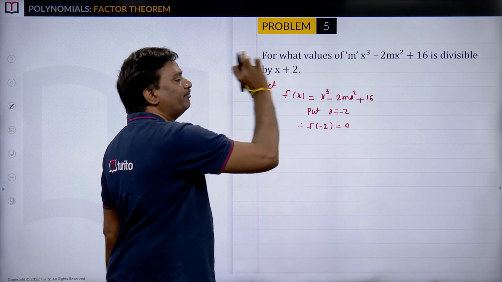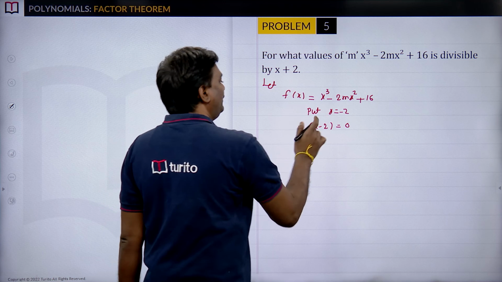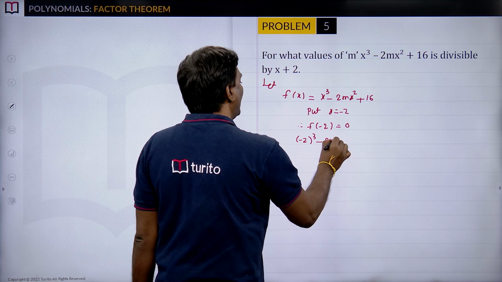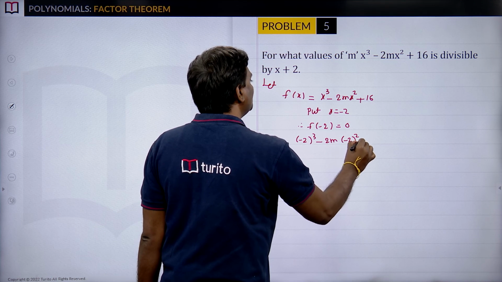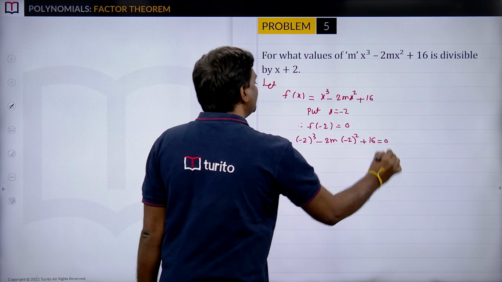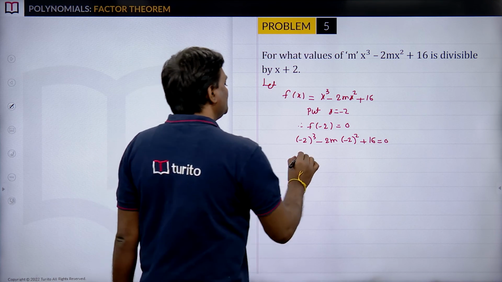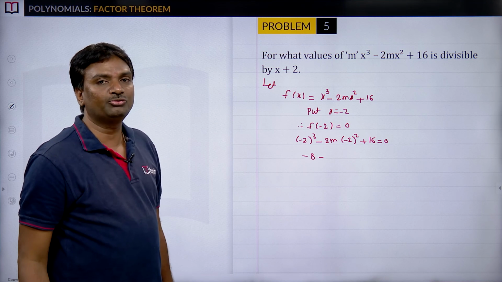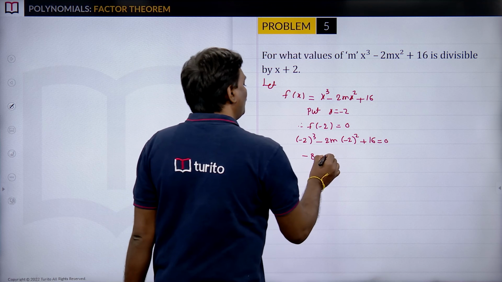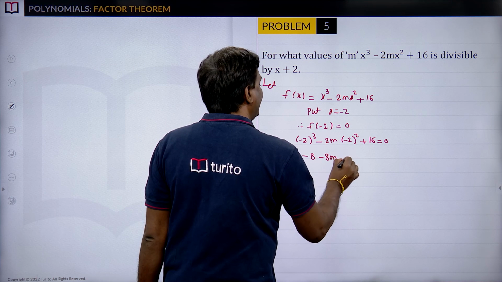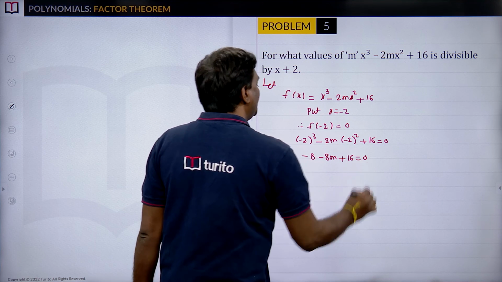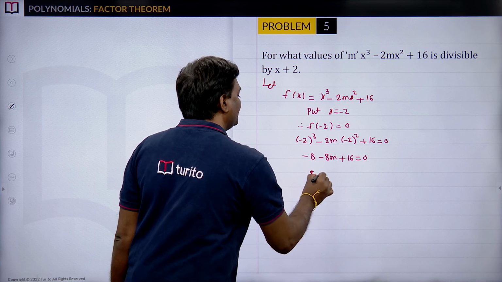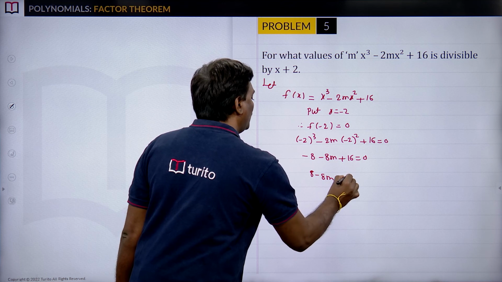Why? We are dividing this by the polynomial x plus 2. In place of x, by writing minus 2: minus 2 cube minus 2m into minus 2 square plus 16 equal to 0. Minus 2 cube is minus 8, minus 2 whole square is 4. Minus 2m into 4, that is minus 8m, plus 16 equal to 0. So minus 8 plus 16 is 8. 8 minus 8m equal to 0.